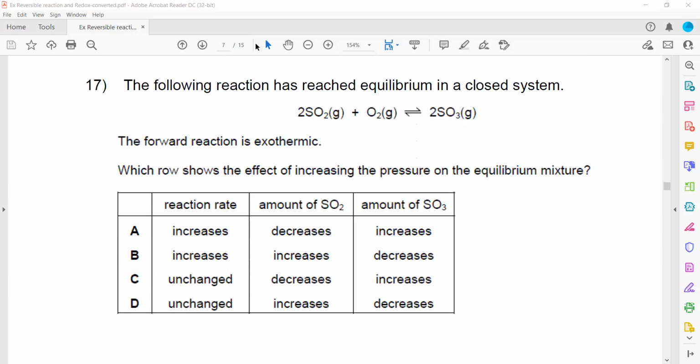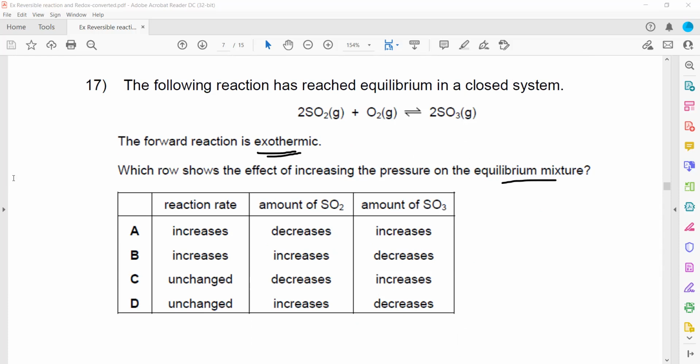Question 17, which is related to reversible reaction. The following reaction has reached equilibrium in a closed system: sulfur dioxide reacts with oxygen to give sulfur trioxide. The reaction is exothermic. Which row shows the effect of increasing the pressure on the equilibrium mixture? If we increase the pressure, the rate of the reaction is directly proportional.